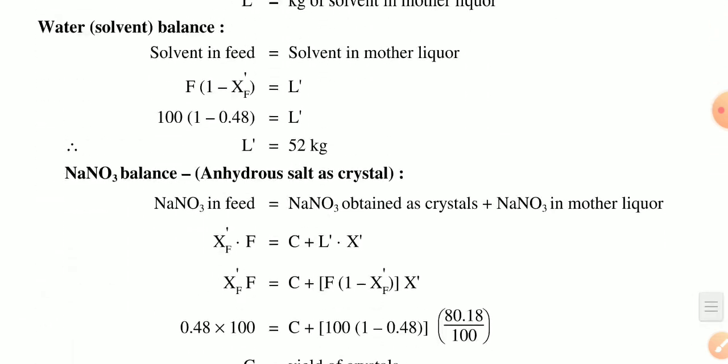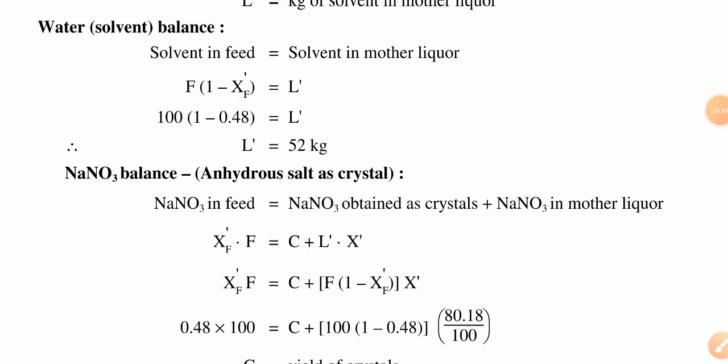Okay, the water solvent balance: the solvent in the feed is equal to the solvent in the mother liquor. F times (1 minus X'F) is equal to L', and F is equal to 100, so 100 times (1 minus 0.48) is equal to L'. So what is the value of L'? It comes to 1 kg.